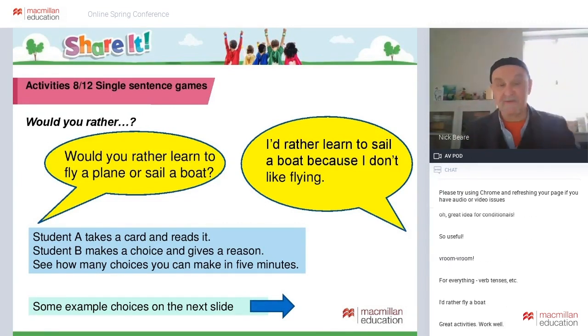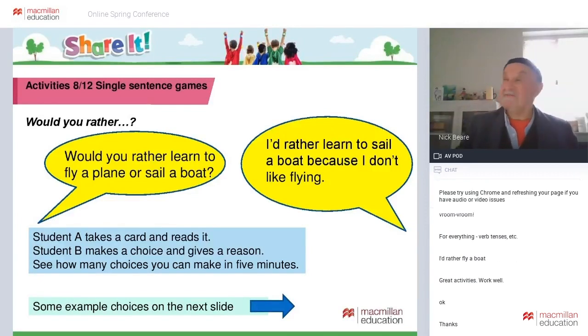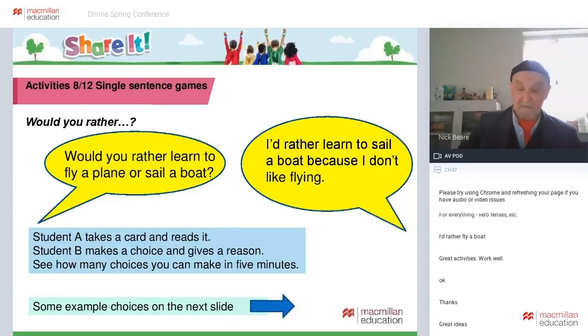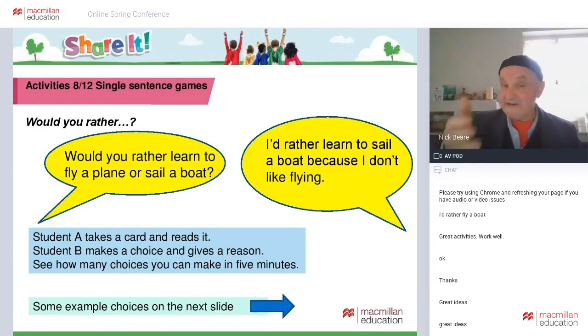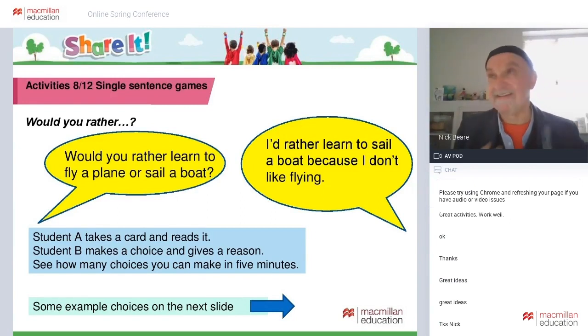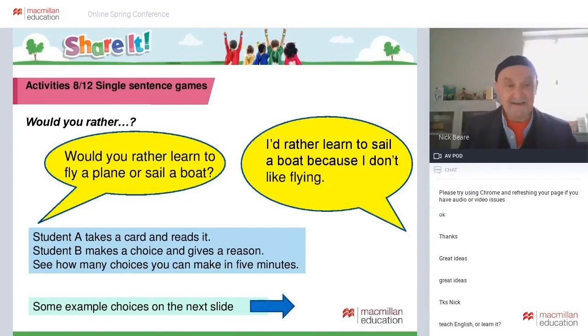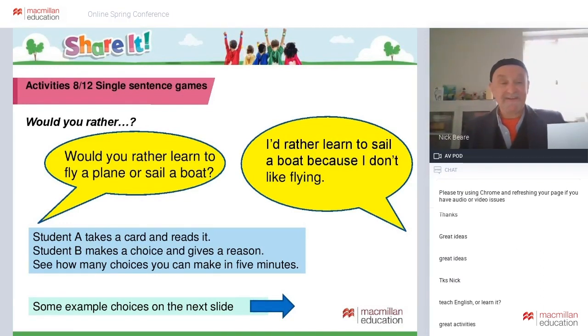All the questions in this little set of cards begin with would you rather. Here's the example. Student A starts with would you rather, what does it say? Learn to fly a plane or sail a boat. And student B has to say which one he'd rather do and give a reason. Again, you're getting them to think more quickly in English. I'd rather learn to sail a boat because I don't like flying. That's me again.